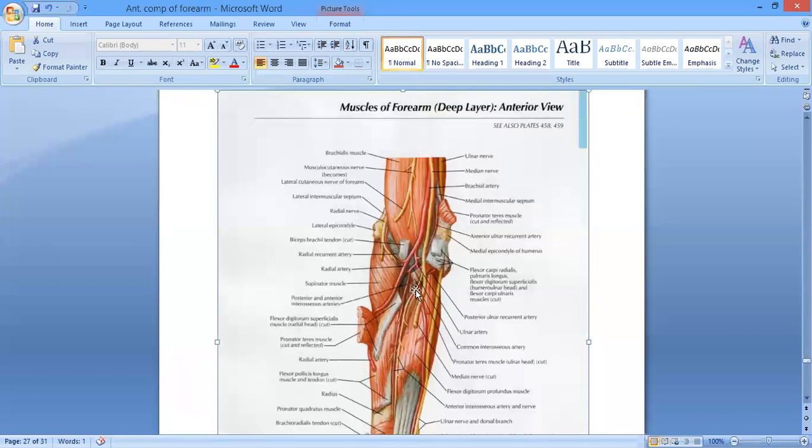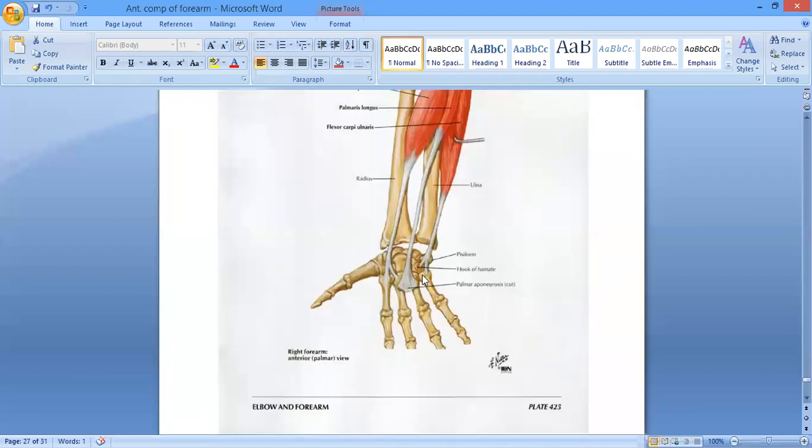Now it's supplied by the median nerve, because it is piercing through the muscle and is going to supply that muscle, and then its action is? It's going to do pronation of the forearm. The other one is the flexor carpi radialis muscle.